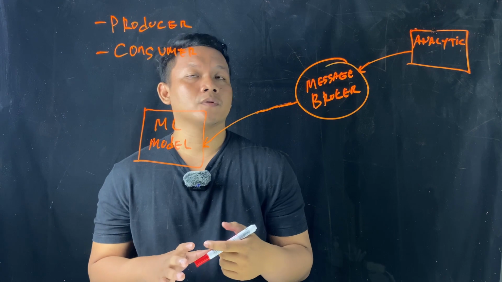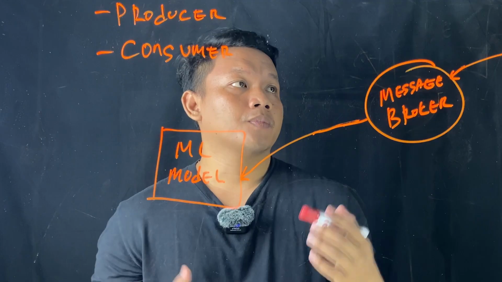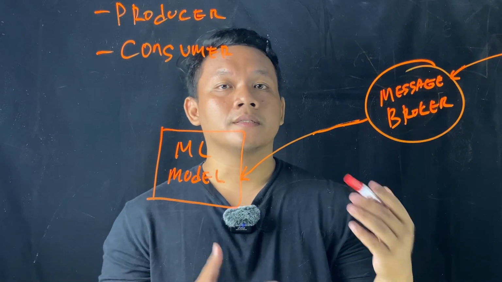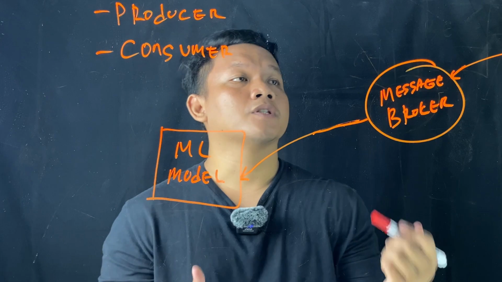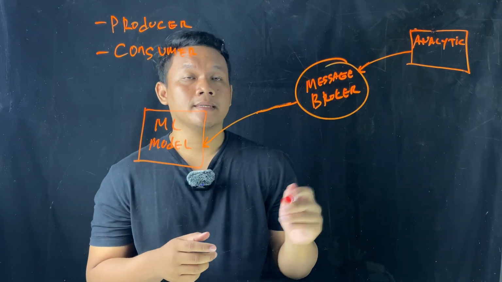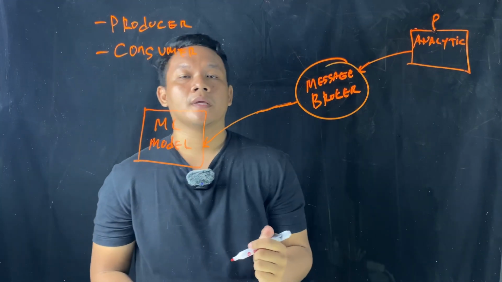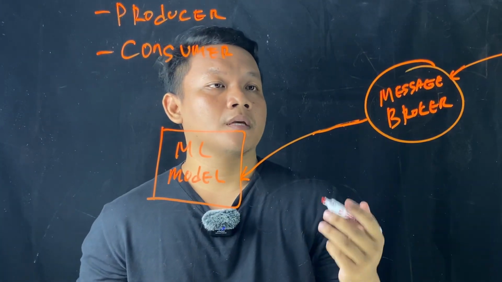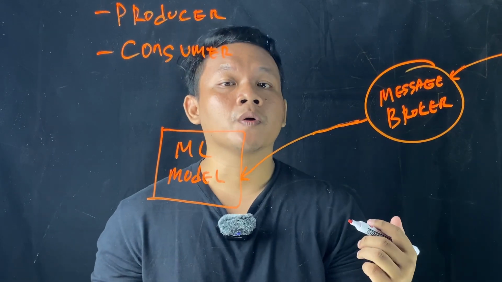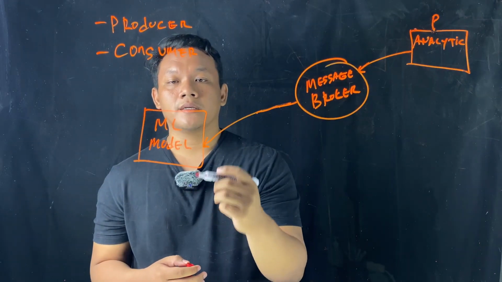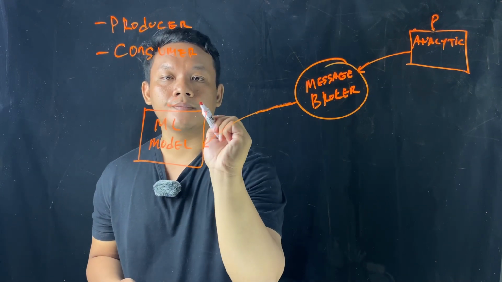First thing that you have to know is what is the producer and what is consumer. Producer is basically a service that produces the data and sends it into the message broker. In our case here, the producer is the analytics service, and the consumer is the service that receives the data from the message broker. In our case here, it is the machine learning model. So this is what we call the consumer.